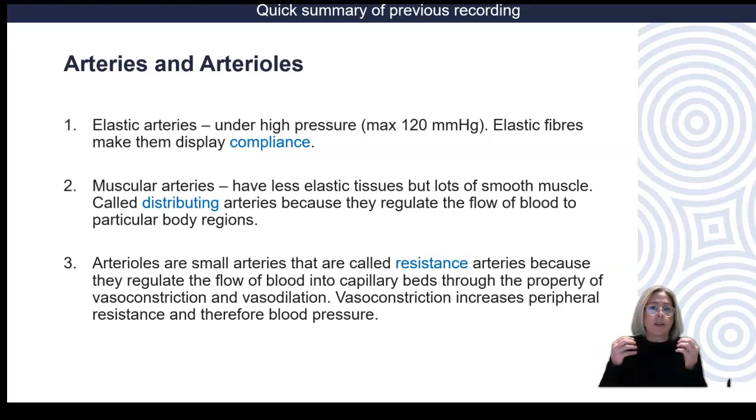Muscular arteries then have less elastic tissue, but lots of smooth muscle. These are called distributing arteries because they regulate the flow of blood to particular body regions. And then those smaller muscular arteries and the arterioles are small arteries that are called resistance arteries because they regulate the flow of blood into capillary beds through the property of vasoconstriction and vasodilation. Remember, vasoconstriction will increase peripheral resistance and therefore blood pressure.